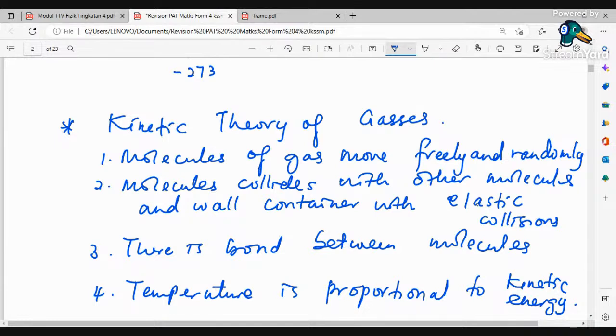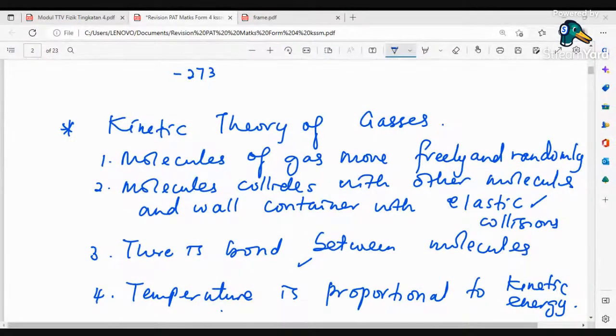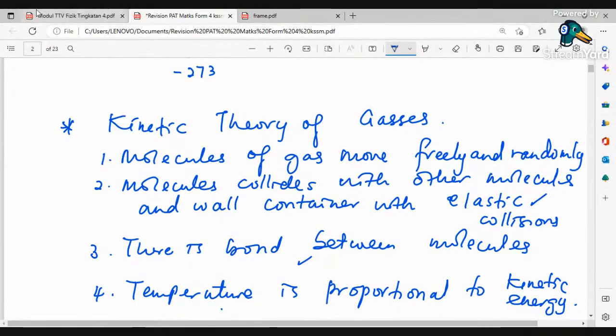So you must add in this one: the collision, the bond between molecules, the kinetic energy. So this one we call the kinetic theory of gases. Okay, so this is all roughly about chapter 4, secara ringkas. I hope you still remember all. Okay, now we go to the question. Cuba ingat balik semua.